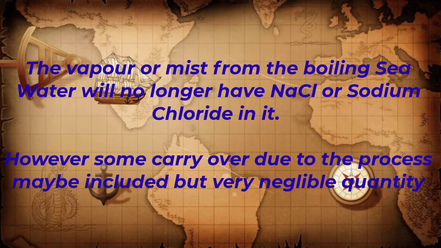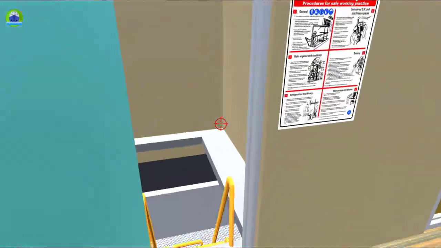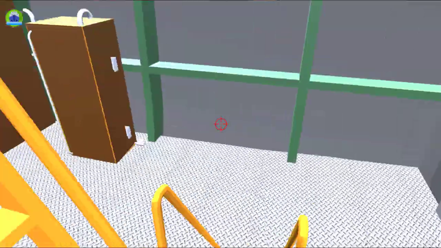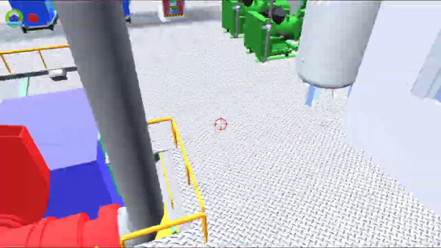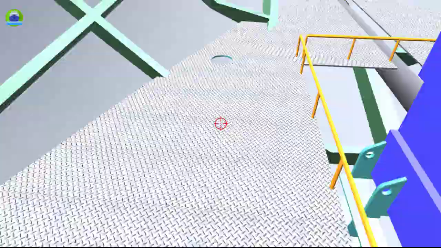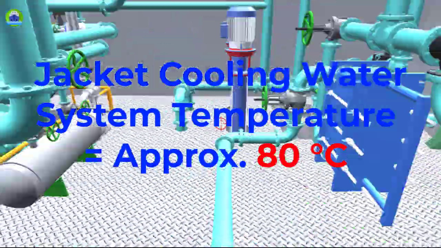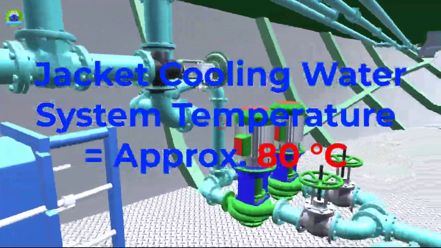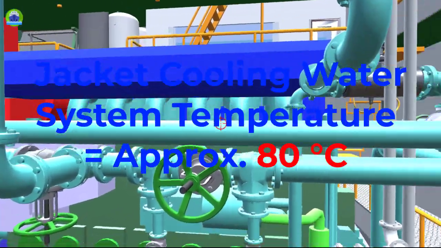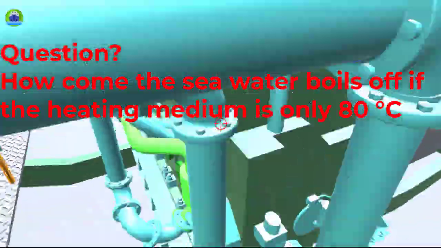So in this process, the main engine freshwater jacket cooling system is used to boil up the salt water. The jacket cooling water, which was drawn from the main engine as a cooling medium, is at approximately 80 degrees Celsius, more or less. This is the medium being used for heating in freshwater generators. But wait, if the temperature is approximately 80 degrees Celsius, how come the seawater boils off and yields vapor?